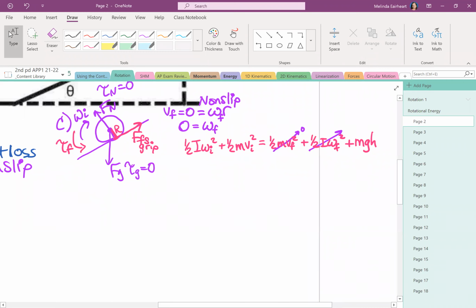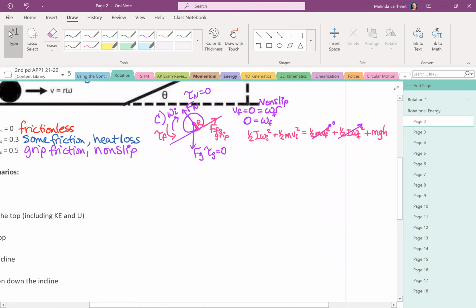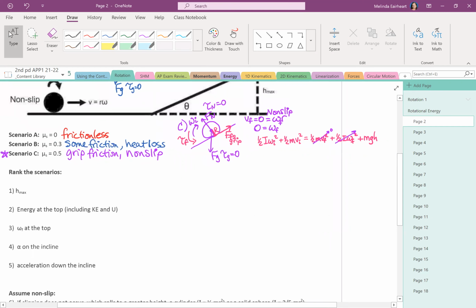And just because it's right there, the answer, I hope, is staring us in the face. First ranking, who goes the highest? C. C got all that initial energy in the form of MGH. It's going to go the highest. And you're like, what? But there's friction. Yeah, that gripping friction helps it go higher. It's an upward force on the object, right? So it's gripping to take it higher, you can think about. Or look at the energy. It gets all the initial energy converted to MGH. Who's going to go the least?